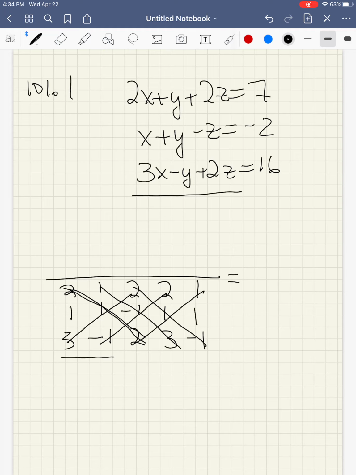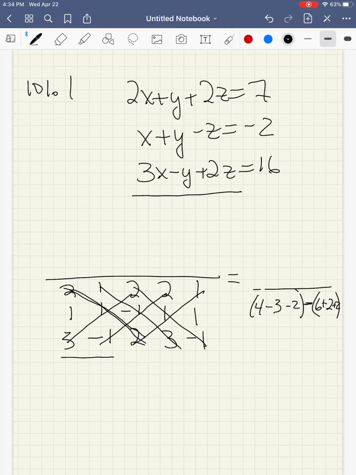Down the hill will be 2 times 1 times 2 is 4. And then 1 times negative 1 times 3 will be minus 3. 2 times 1 times negative 1 is minus 2. Minus up the hill would be 3 times 1 times 2 is 6. Negative 1, 2 would be 2. And 2, 1, 1 is plus another 2. Sorry, I got kind of close there. All right, so that'll be the denominator.